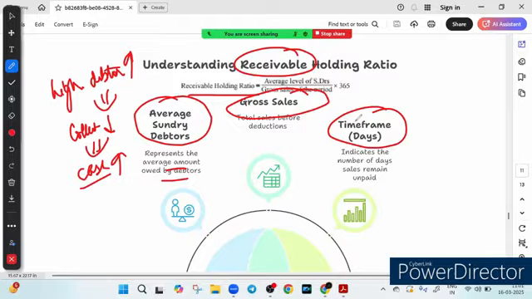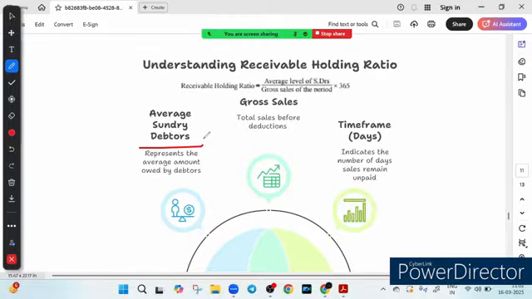So the formula for the receivable holding ratio is quite simple. You must remember the formula. You write average sundry debtor, meaning the average level of sundry debtors, in the numerator, which is the average amount owed by the debtors, and you write the gross sale of the period, meaning how much sale you have made, in the denominator. You multiply it by 365, right? Why do we multiply it by 365? Because to find the gross sale per day.